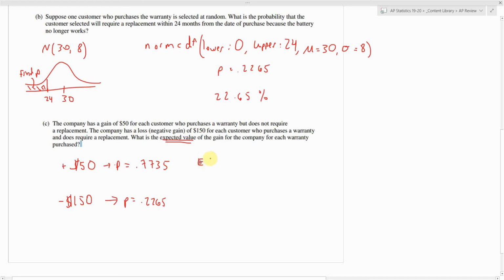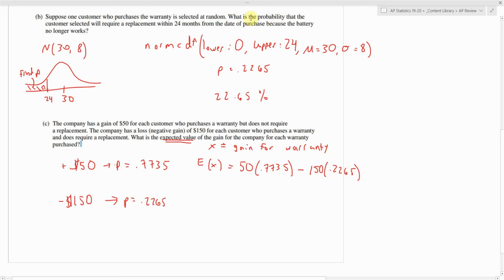Our expected value, let's let X equal gain per phone, gain for a warranty. The expected value of how much they gain would be, well, the $50 that they gain 77% of the time, minus $150 they lose 22.65% of the time. So there's our simple expected value computation.